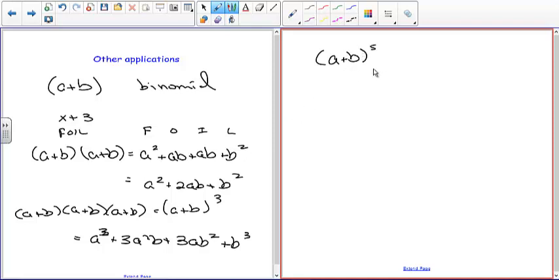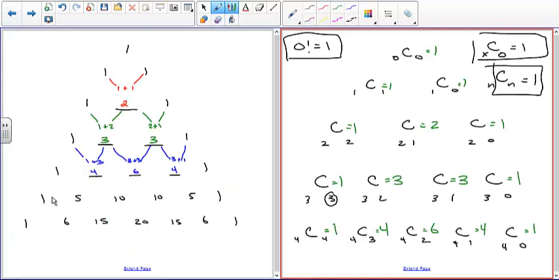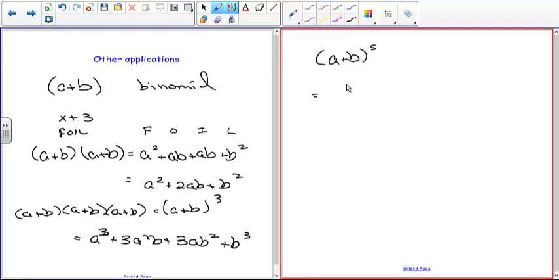Instead of multiplying this thing out and having to do it the long way, you would be able to use the... I'd have to go one more row. You could use this row because this is squared, cubed, to the 4th, to the 5th. So you'd have 6 terms, and you'd have these as your coefficients in front of it, 1, 5, 10, 10, 5, 1. So I'm going to write that just to show you how it works.